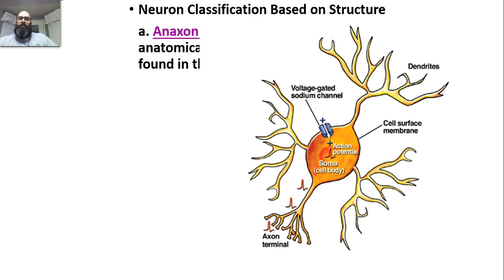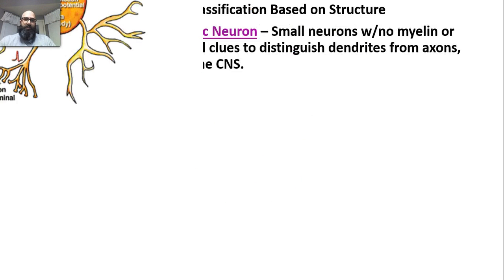You really can't tell the difference between the axons and the dendrites. The nucleus is large, centrally located, and you'll notice the axons themselves are relatively short. Also, there are no myelin sheaths or insulation here, which leads us to believe that a lot of anaxonic neurons are located within the central nervous system because, keep in mind, most of the neurons within the central nervous system do not have myelin sheaths.